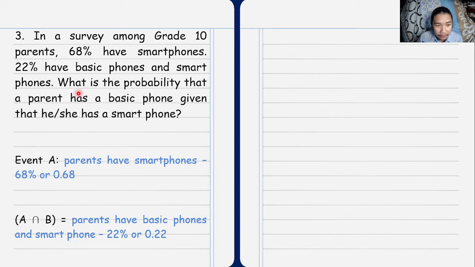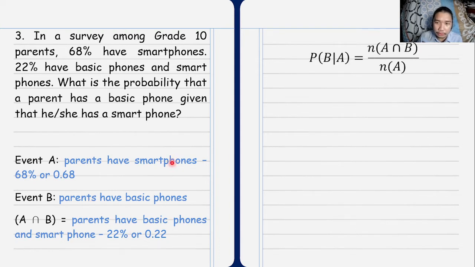The question is, what is the probability that a parent has a basic phone given that he or she has a smartphone? So maliwanag na meron tayong event A na given, and we need to find the event B. So the formula that we need to use is the probability of B given that A has occurred is equal to number of A intersection B over number of A.